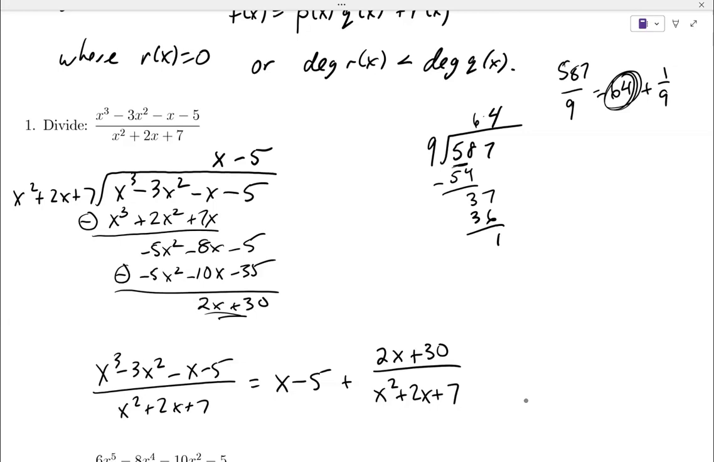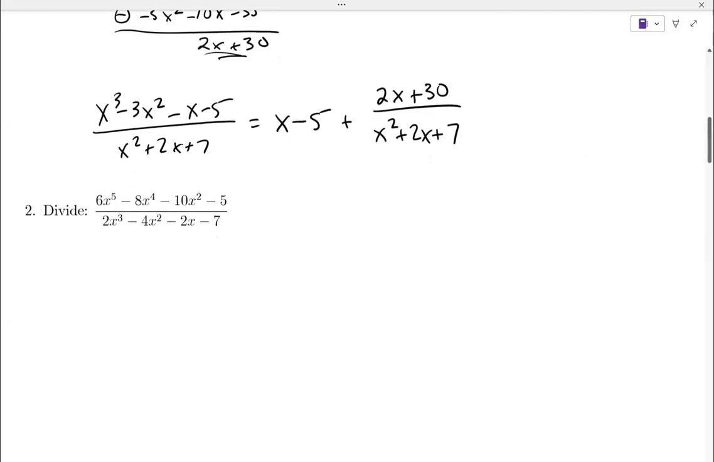We're going to do more examples, but any questions on this one? Is this okay? Let's do the next one. We've got 6x to the 5th minus 8x to the 4th minus 10x squared minus 5, all over this 2x cubed minus 4x squared minus 2x minus 7.